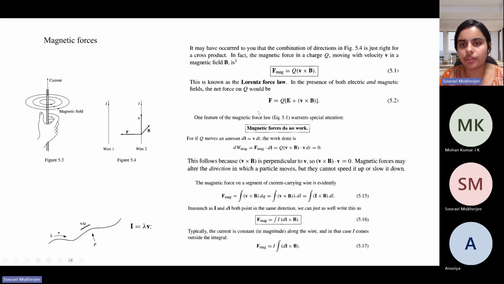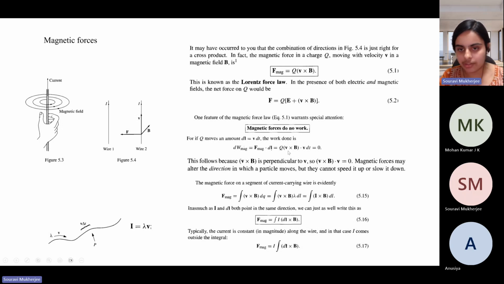Just like if you have some charge in an electric field, it would experience a force Q into E. Similarly, if you have some charge Q moving with some velocity V in a magnetic field, it would experience a force given as Q into V cross B, right? So if you have both electric and magnetic fields, the total force will be given by QE plus Q into V cross B. It's important to note that because the magnetic force is always perpendicular to the direction of motion of the charge, it does no work. So magnetic forces do no work.